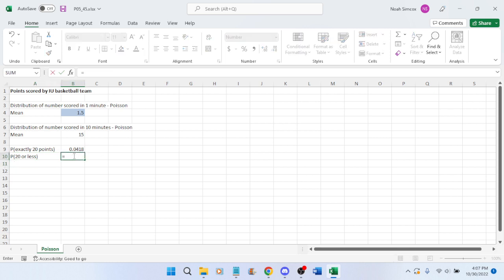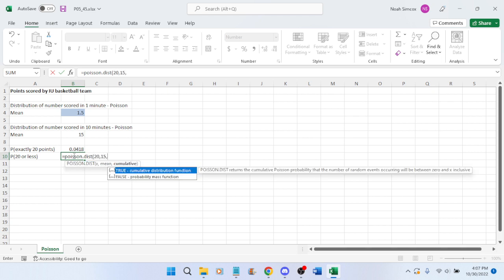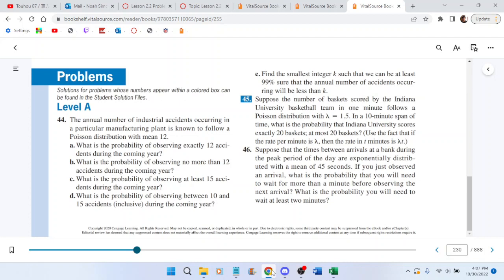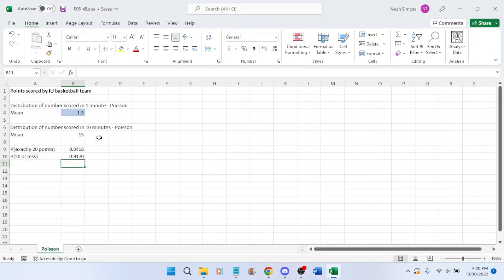So that's going to equal... So 20, mean is 15, cumulative true. So it will be 20 or less. And it should be like more than 50%, right? Yeah. So what's the probability that they get 20 or less? At most 20. It says at most, not at least. It says, what's the probability that they will score at most 20? 20 or less. That's what it says. So that must be a mistake by them. 20 or less is this.